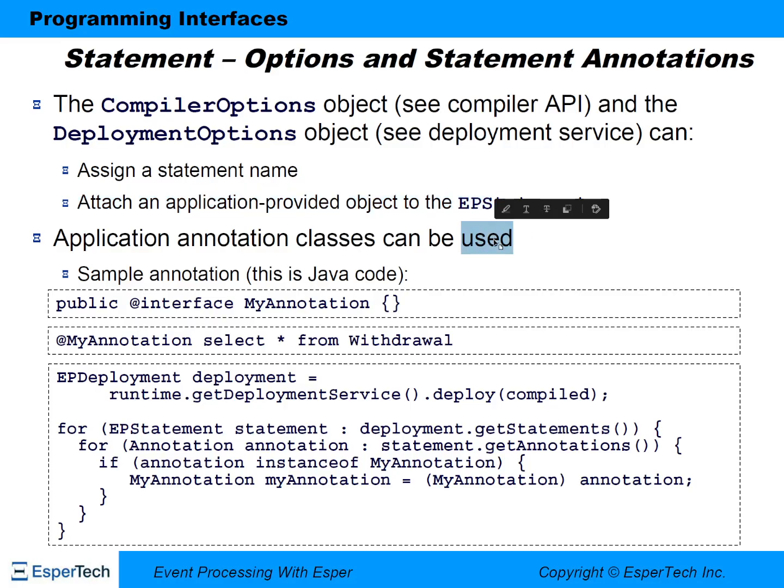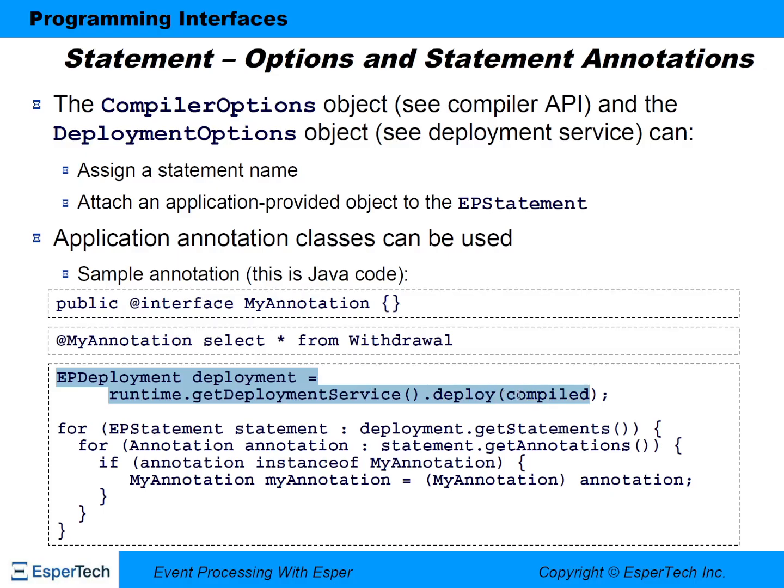Annotations can add additional information to statements. This example shows how to use application annotation classes with statements. First, define an annotation. This example is a Java annotation. public @interface MyAnnotation. The sample EPL is @MyAnnotation select * from Withdrawal. Before compiling the EPL, add the package name of the annotation to the compiler configuration under the import settings.